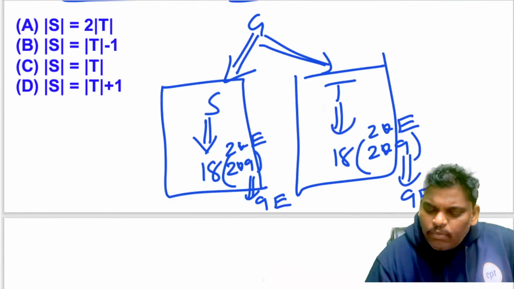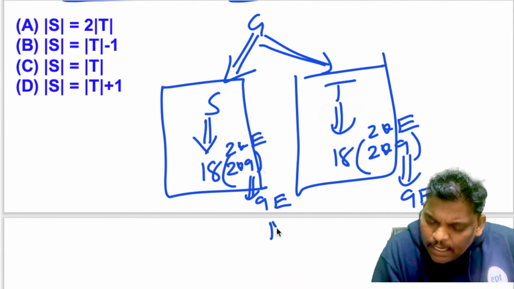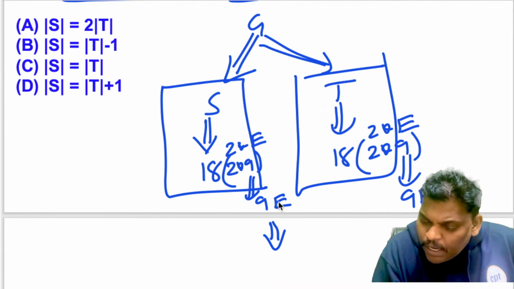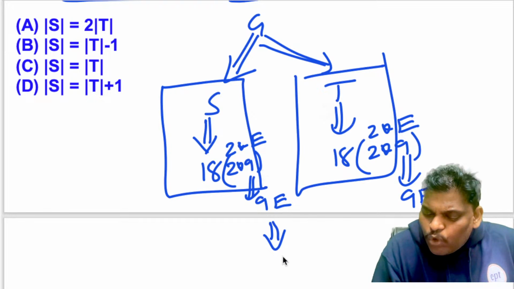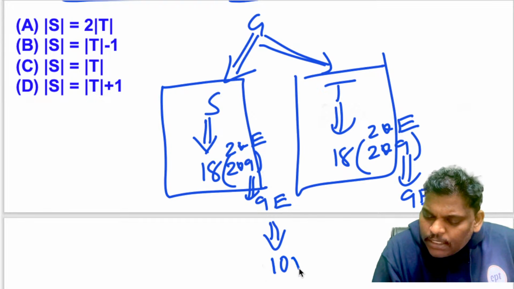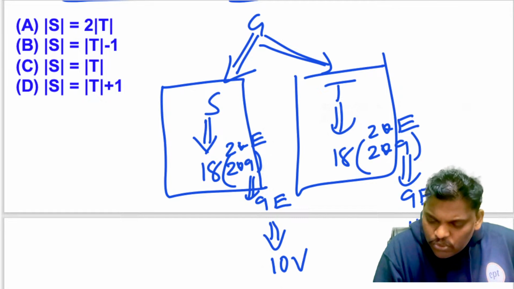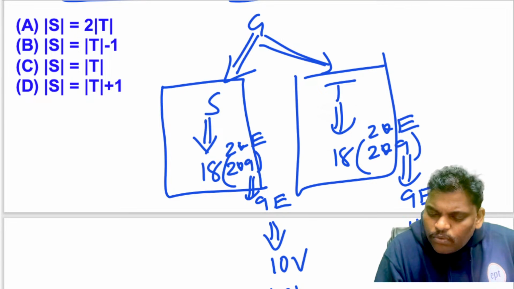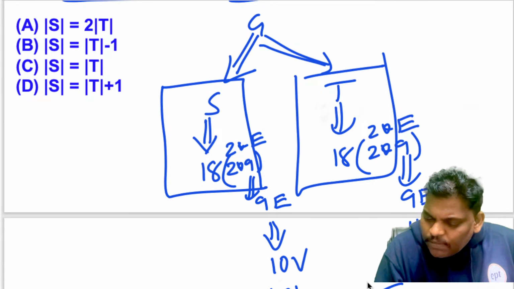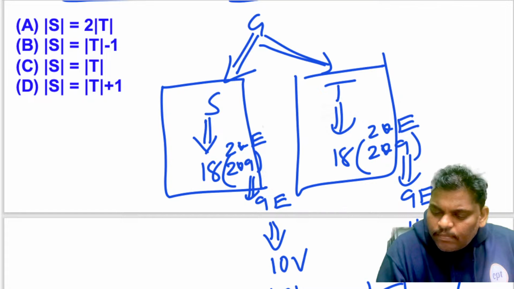Now one small question I want to ask you. If E is the number of edges, see this. Number of edges is 9 means vertices are 10 because it is a tree. In a tree, 9 edges means 10 vertices. It is also 10 vertices. So the number of vertices in S is equal to the number of vertices in T. I think this is correct.